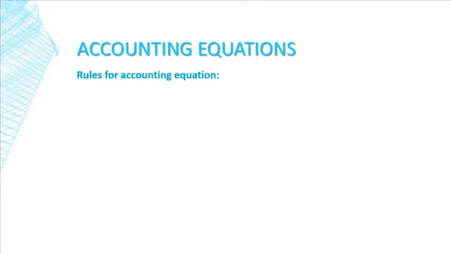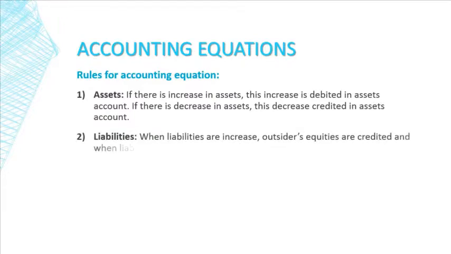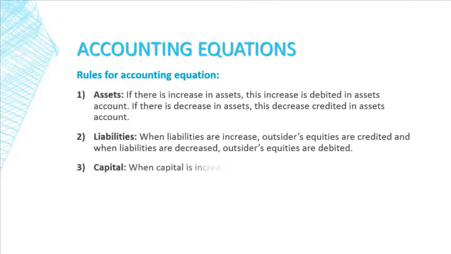Rules of accounting equation. The following rules help in making the accounting equations. First, assets. If there is an increase in assets, this increase is debited in the assets account. If there is a decrease in assets, this decrease is credited in the assets account. Next, liabilities. When liabilities are increased, outsiders' equities are credited, and when liabilities are decreased, outsiders' equities are debited. The capital. When capital is increased, it is credited, and when capital is withdrawn, it is debited.